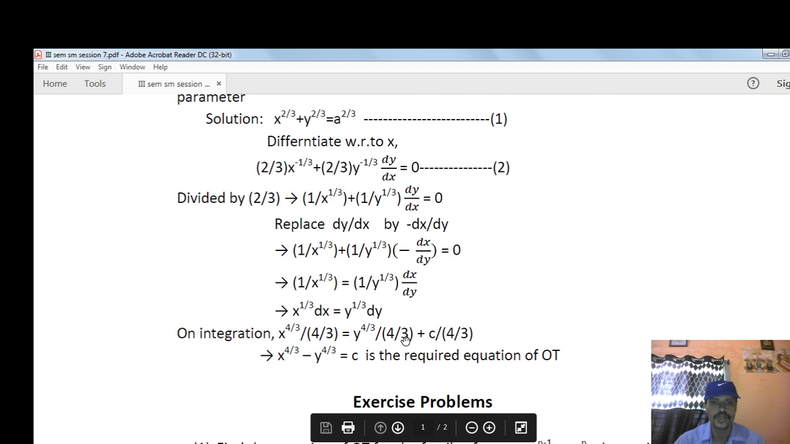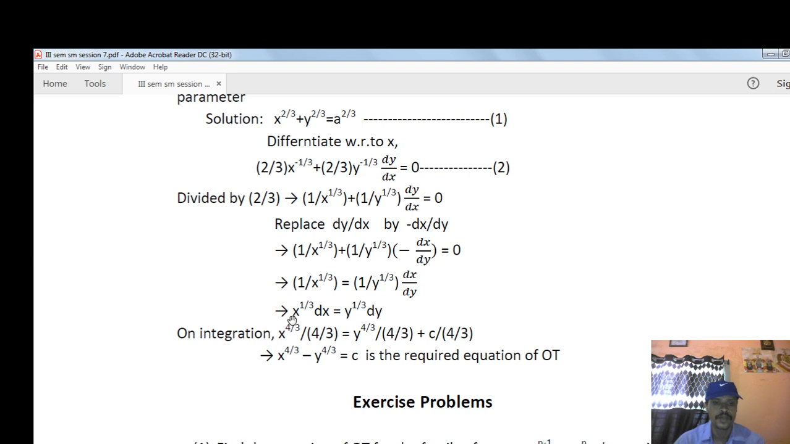Solve this equation. Now we can solve this equation just by separating the variables. 1 by x to the power of 1 by 3 is equal to, bring this negative term to the right hand side, it becomes positive, 1 by y to the power of 1 by 3 into dx by dy. Separate the variables. After cross multiplication, we have this. x to the power of 1 by 3 into dx is equal to y to the power of 1 by 3 into dy. After the separation, integrate.